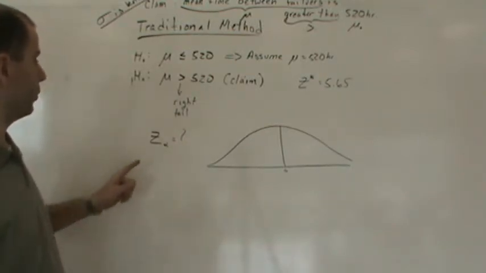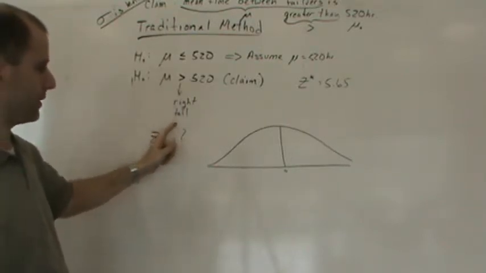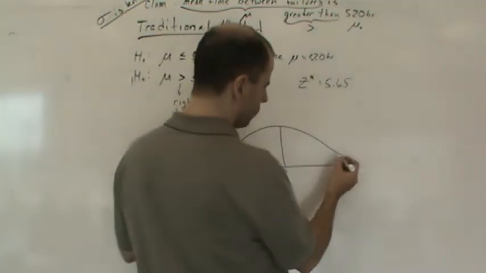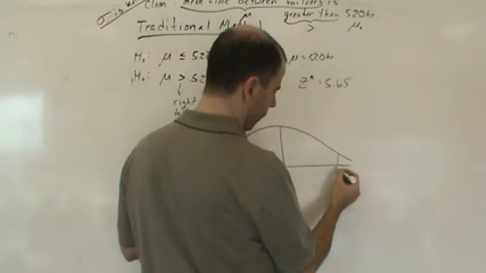And the critical value is based on the alternative hypothesis. So we're doing a right-tailed test. So our critical value is going to be over in the right tail. And we're going to call this z sub alpha.